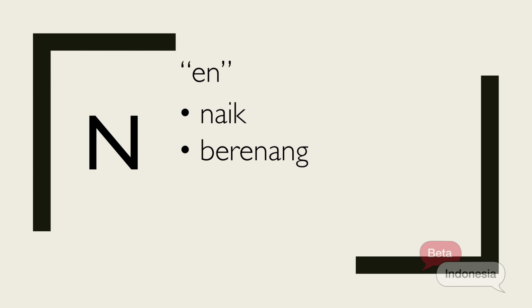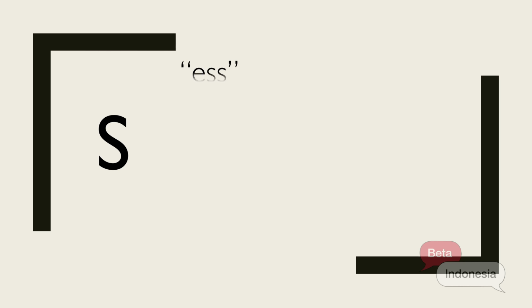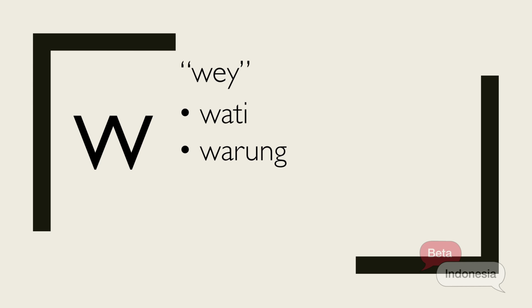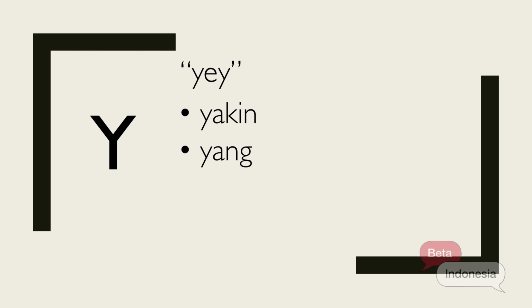N is for naik and berenang. S is for sapi and asam. W is for wati and warung. Y is for yakin and yang.